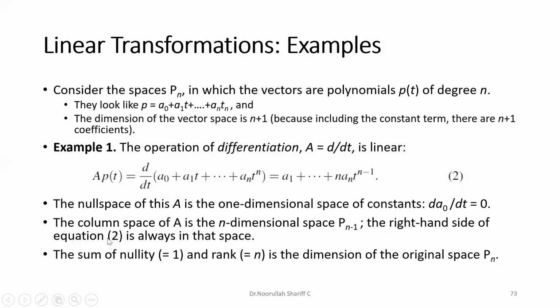The right hand side of equation 2 is always in that space. Whereas a0 to an t to the n, that is p, is in Pn, a1 to an t to the power of n minus 1 will be in Pn minus 1. So the sum of nullity, the dimension of the null space, which is 1, and the dimension of the column space, which is n, that is the rank n, is the dimension of the original space, which is Pn, corresponding to n plus 1. The dimension of this is n plus 1.